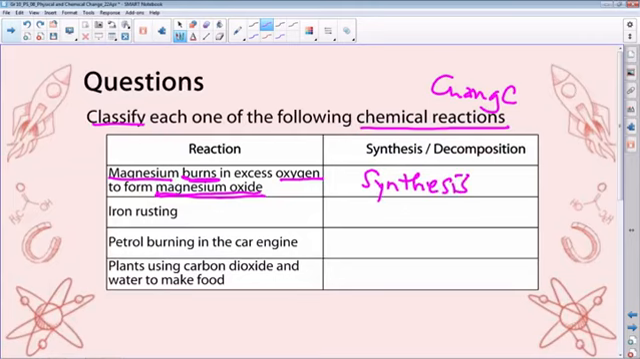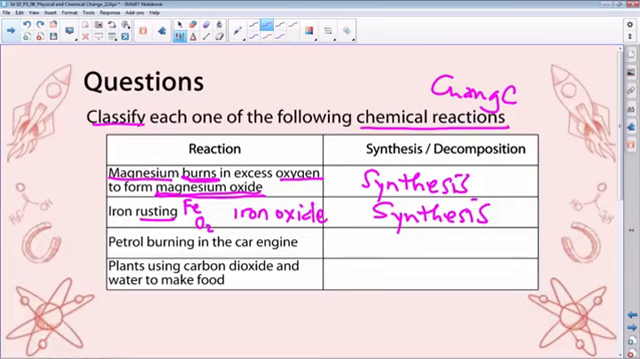Now the rusting of iron forms iron oxide, right? Iron oxide, which is a compound. This compound is formed from simple elements, which are iron and oxygen gas. This is what we would call rusting. So this is another example of a synthesis chemical change, or synthesis type of reaction.